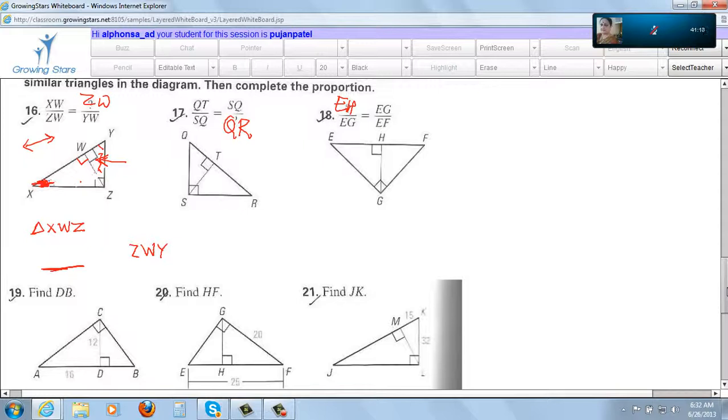Okay, now we come to numbers. Finding DB. So you put DB as x and write it using the geometric mean theorem. CD squared equals AD times DB. CD is the altitude in the middle, so it's just the product of the two segments.